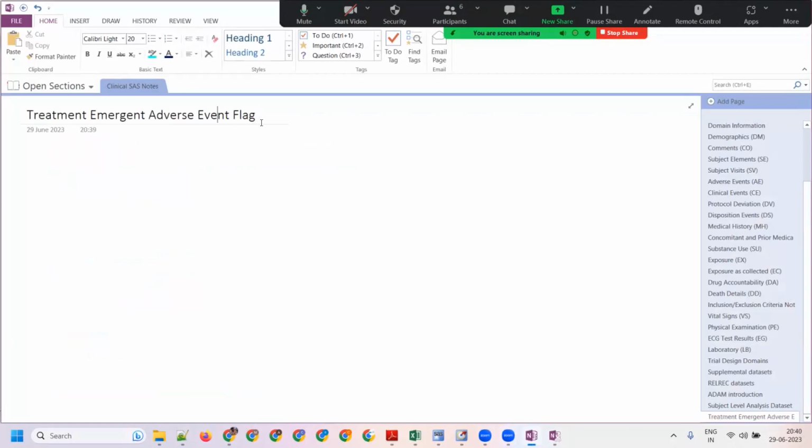Treatment-emergent adverse event flag. Okay. So first we try to understand what adverse events are, what treatment-emergent adverse events are, and then we can talk in detail about how to proceed further. Okay. First of all, when do you call an adverse event a treatment-emergent adverse event?